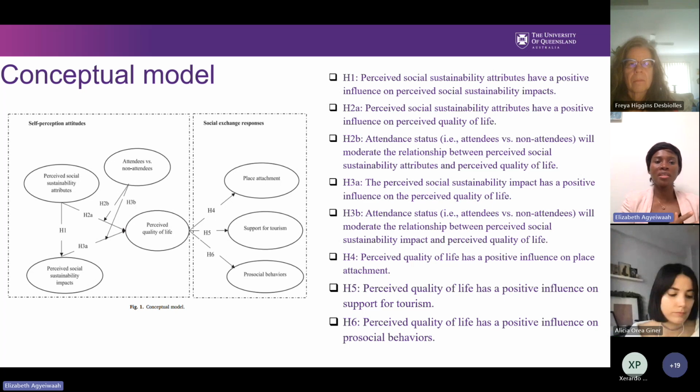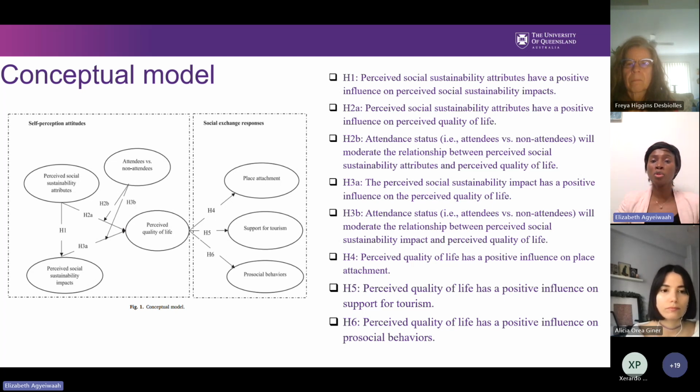The hypotheses that were tested were to find out whether the perceived social sustainability attributes of the event will impact how people evaluate the event's impacts and also the quality of life. So how the attributes impact perceived impact and also quality of life. And then we also look at how the perceived impact also impacts quality of life, and how perceived quality of life also triggers certain outcomes, like would people feel attached if they feel the event is benefiting them? If people support tourism, if they feel the event is impacting their quality of life?